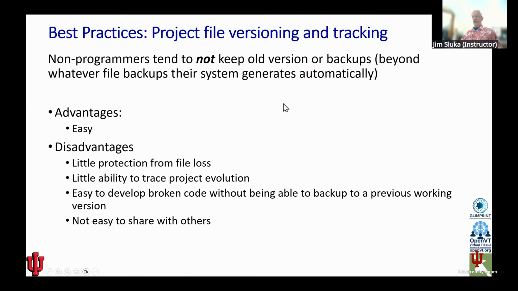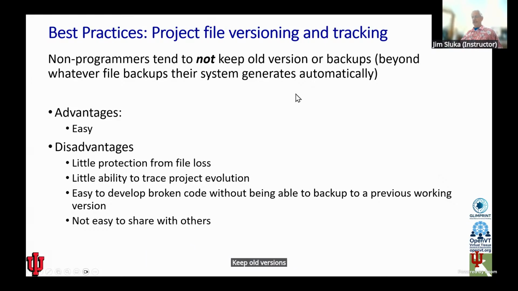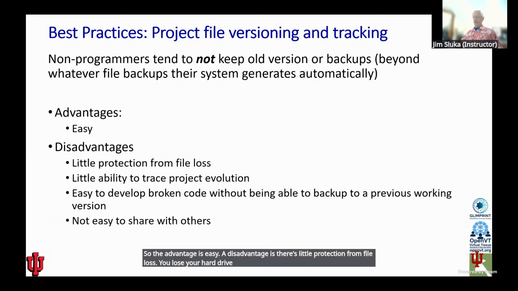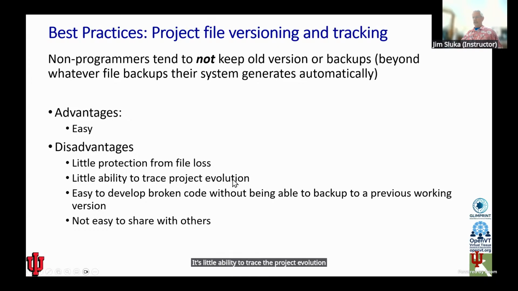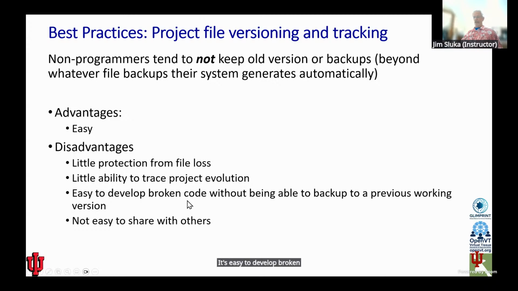Another way of doing it is just do it all locally. This is probably the easiest way, not necessarily the best way, but probably the easiest way: just keep old versions, periodically back up your code somewhere into a new folder or a zip file or something like that. So the advantage is it's easy. The disadvantage is there's little protection from file loss. You lose your hard drive where all your backups are, you lose everything. There's little ability to trace the project evolution, and it's a little trickier to do it that way. It's easy to develop broken code if you don't have old versions around. And it's not easy to share your local code with someone else.